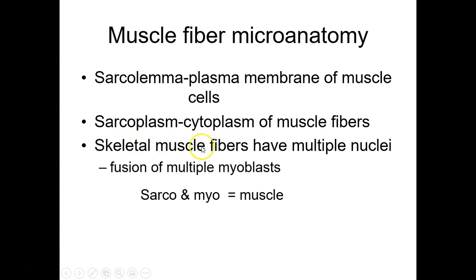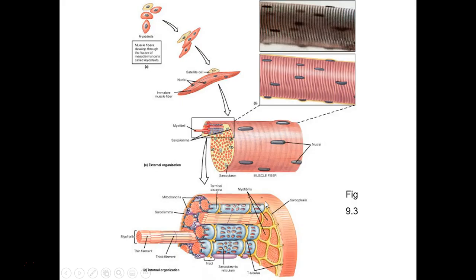Skeletal muscle fibers have multiple nuclei. That's because there was a bunch of young ones called myoblasts, and they fused together to make one long fiber. And for some reason, they leave their nuclei behind. Why? I don't know. That's just the way it is. So anytime you see sarco or myo as a prefix, think muscle.